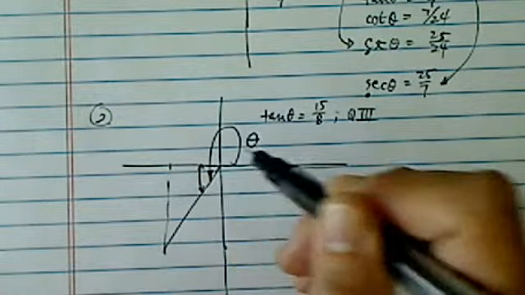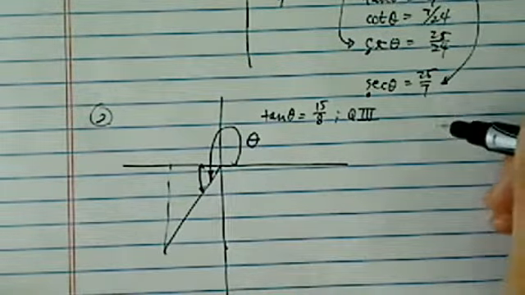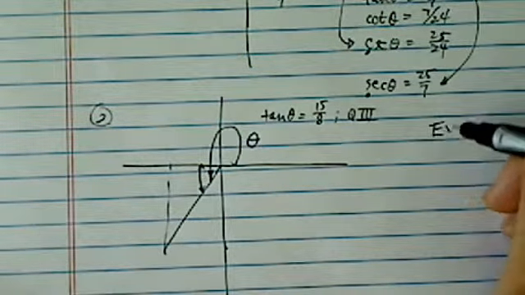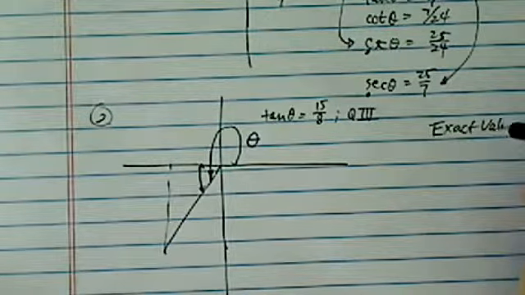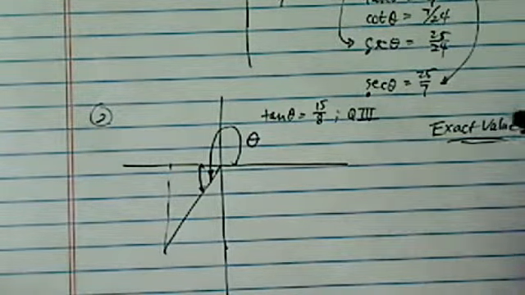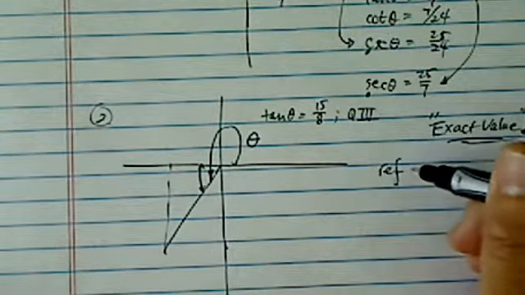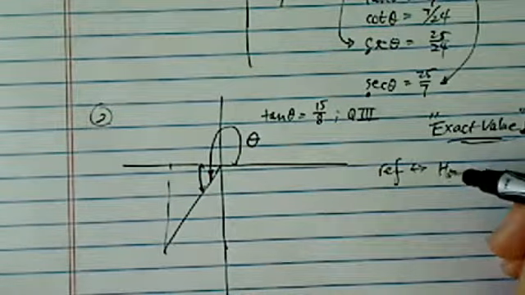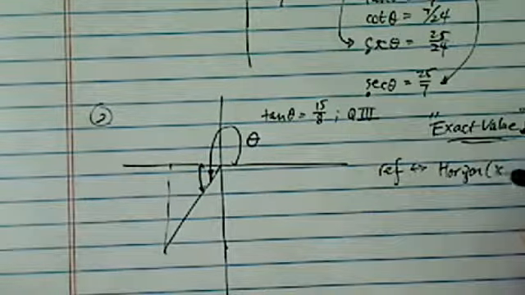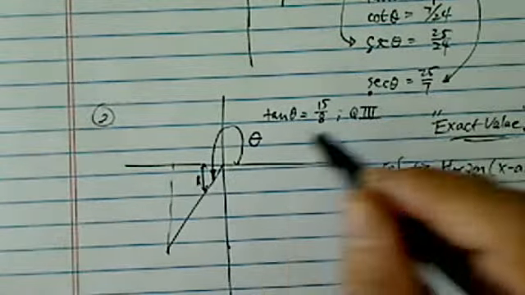Now, once again, remember reference angle, it's in earlier tapes or other tapes in my channel. Look under exact value and you'll find other solved examples. You'll see that the reference angle is always referred to the horizon. In our case, it's the x-axis. So here's my reference angle here.